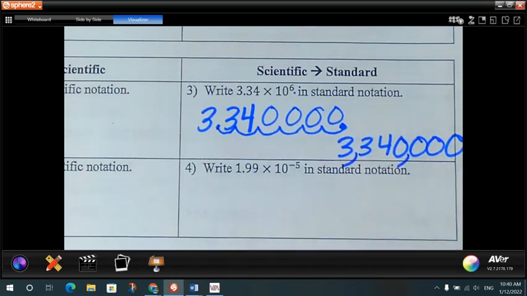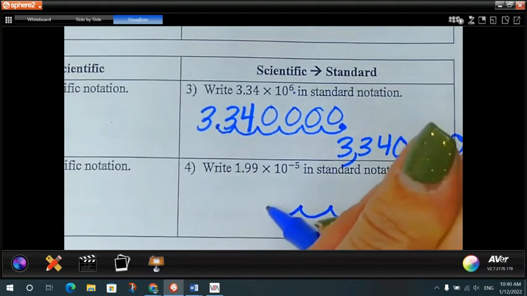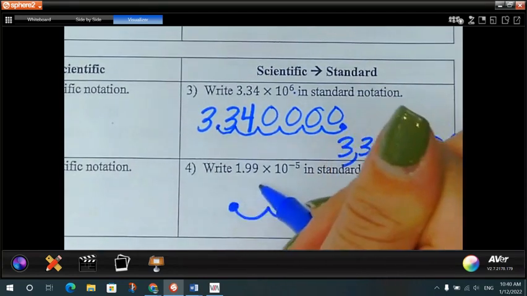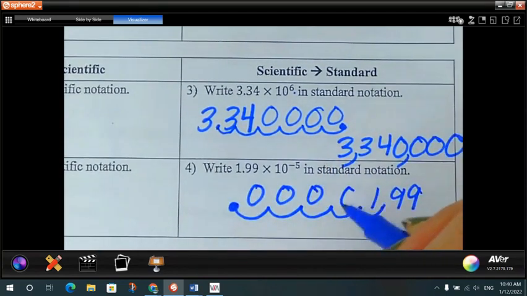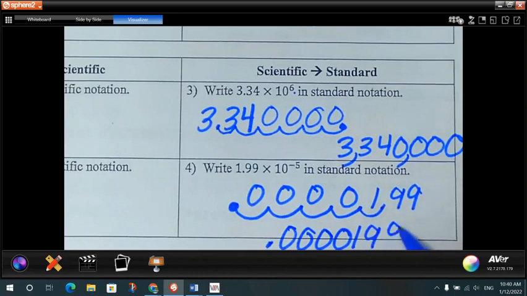1.99 times 10 to the -5th in standard notation. Okay, write those first digits down. The -5 tells me I have to get smaller, so I'm moving to the left. And that's how many spots I'm going to move. So 1, 2, 3, 4, 5, decimal point. Fill in with zeros, and now recopy without any of the extra stuff. And a lot of times we put a 0 here in the front as well.